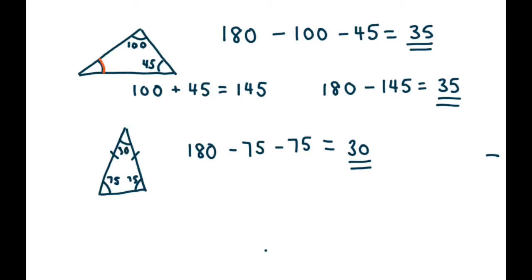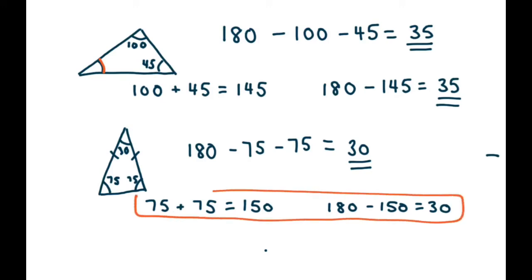Remember, another way of doing it would have been to do 75, add 75 to get 150, and then take that off 180. Still gets you the same answer. Now, the only thing I'd say about the different methods, if you're using a calculator, it really doesn't matter which way you do it. If you're doing it without a calculator, I would definitely suggest that way, because then you can use your column method to help you if you need it. It's a bit harder to use a column method to do this kind of sum.